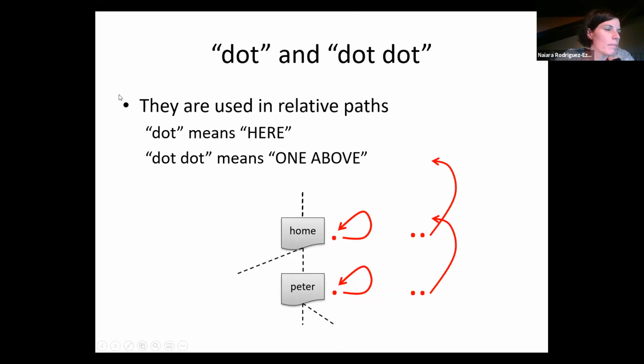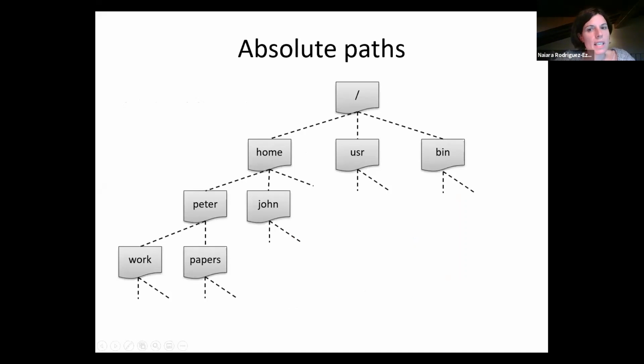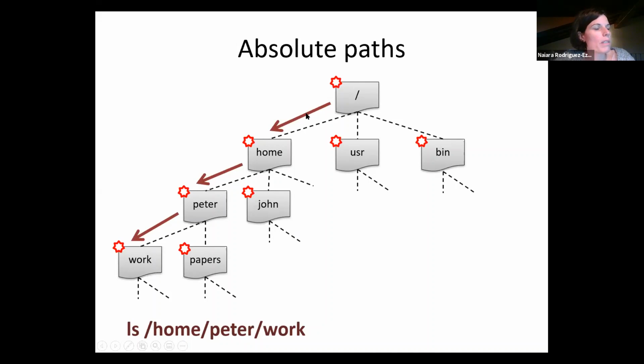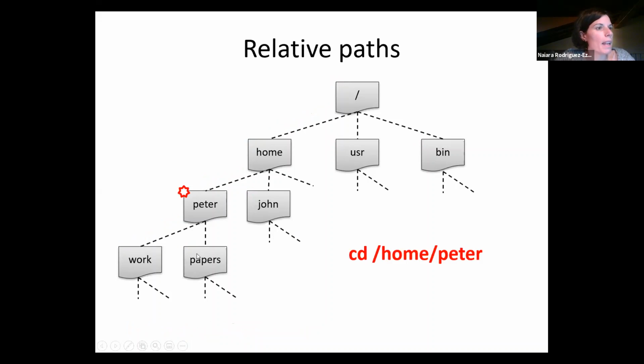So, well, let's start with this first. There are shortcuts. One dot means here, and two dots mean one level above, right? As I said before, the absolute paths are ls /, which means root, home, Peter, work. Those are the absolute paths, right? Then we can have the relative paths. For example, if I go to Peter, I do cd home Peter, and I am located here, right?